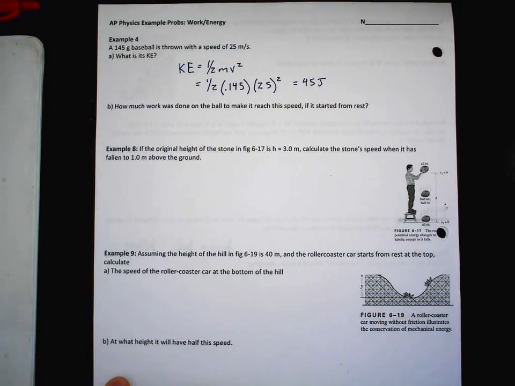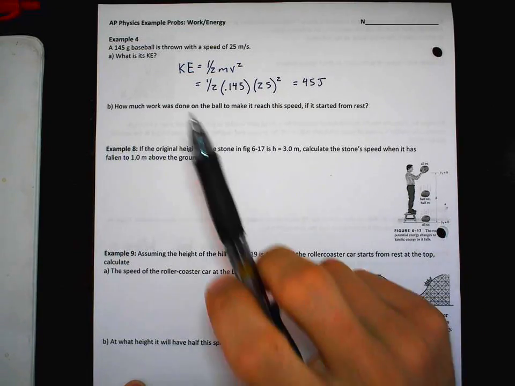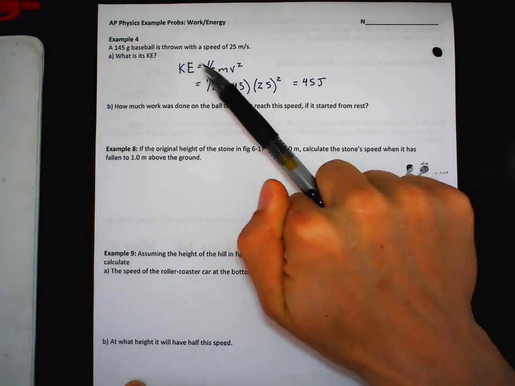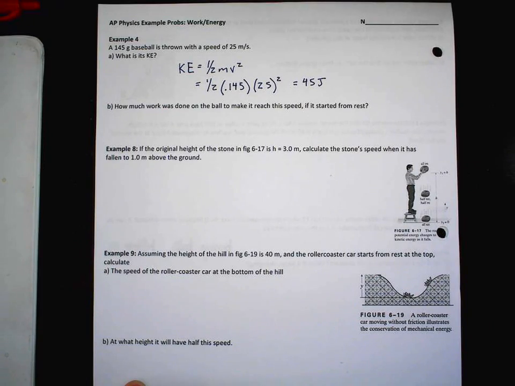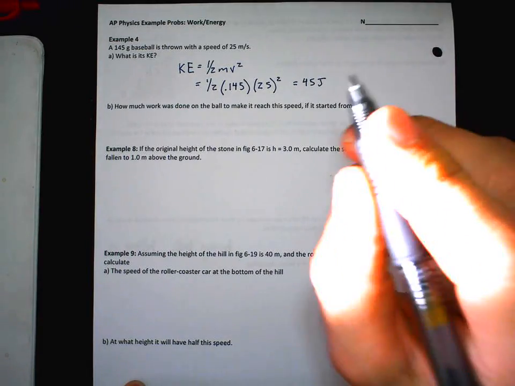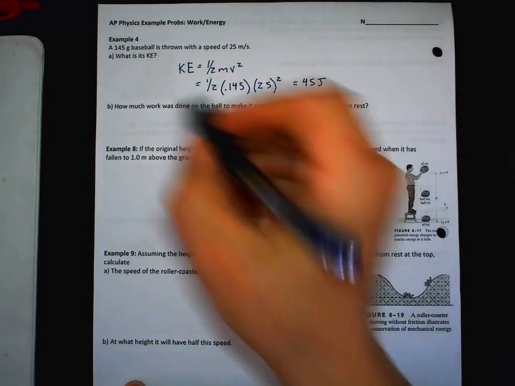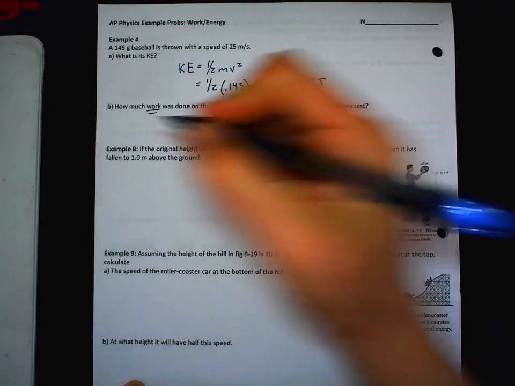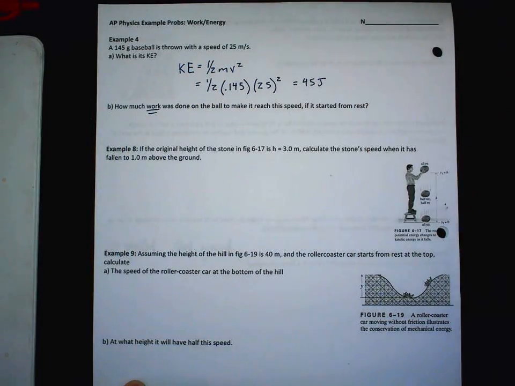Second part of this asks us about work. How much work is done on the ball to make it reach this speed? Okay, so we know that if we do work, we can get kinetic energy. Or if we do work, we can also change something's potential. Now this is very important. A lot of times when people see work, they say, oh, work is equal to force times distance, and I got to have that to get that.